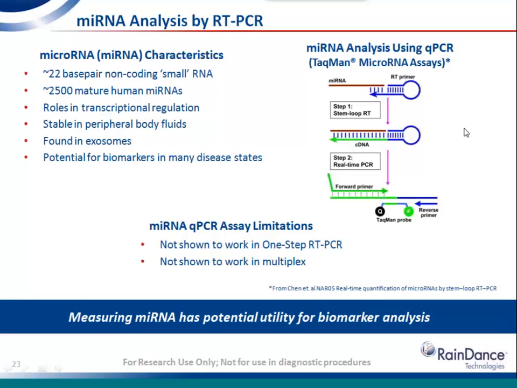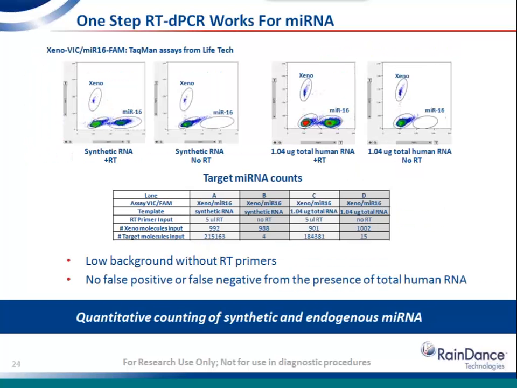synthesis. However, the microRNA qPCR assay has not been shown to work in one-step RT-PCR, and also has not been shown to work in multiplex. These limitations are now removed when using RainDance RainDrop technology.